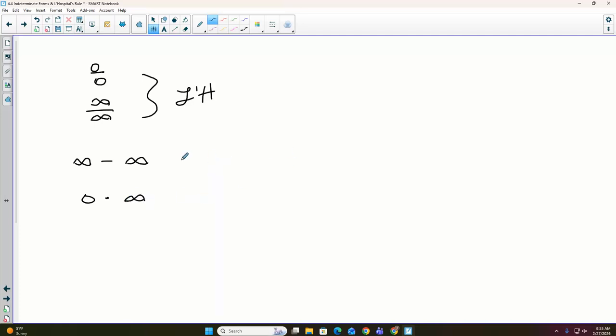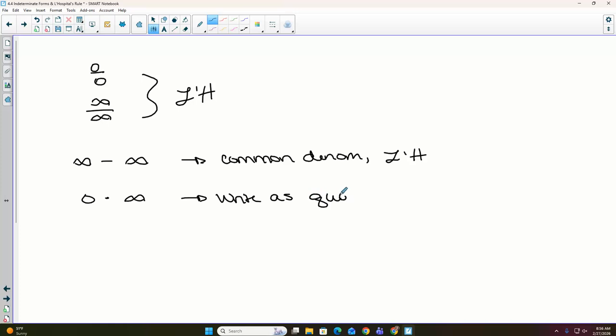For infinity minus infinity, our strategy was common denominator, and then we should be able to do L'Hopital's. When it was 0 times infinity, our strategy was to write it as a quotient by putting the reciprocal of one of them in the denominator, and then we can do L'Hopital's. So these are the 4 indeterminate forms we've discussed so far.